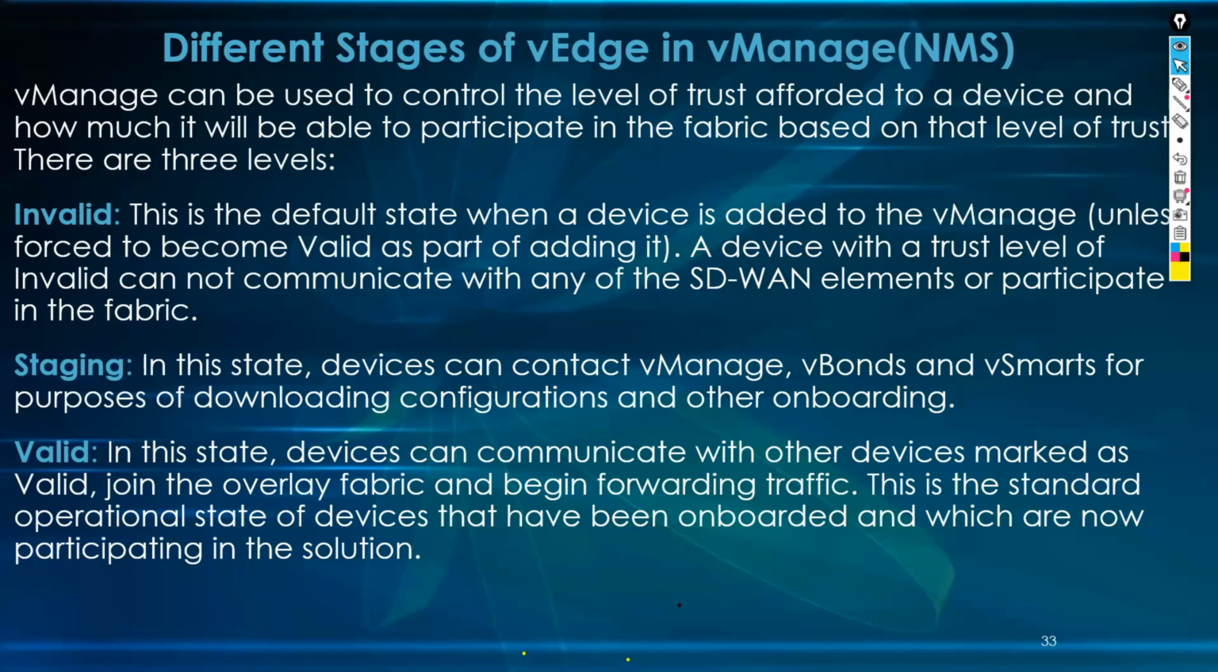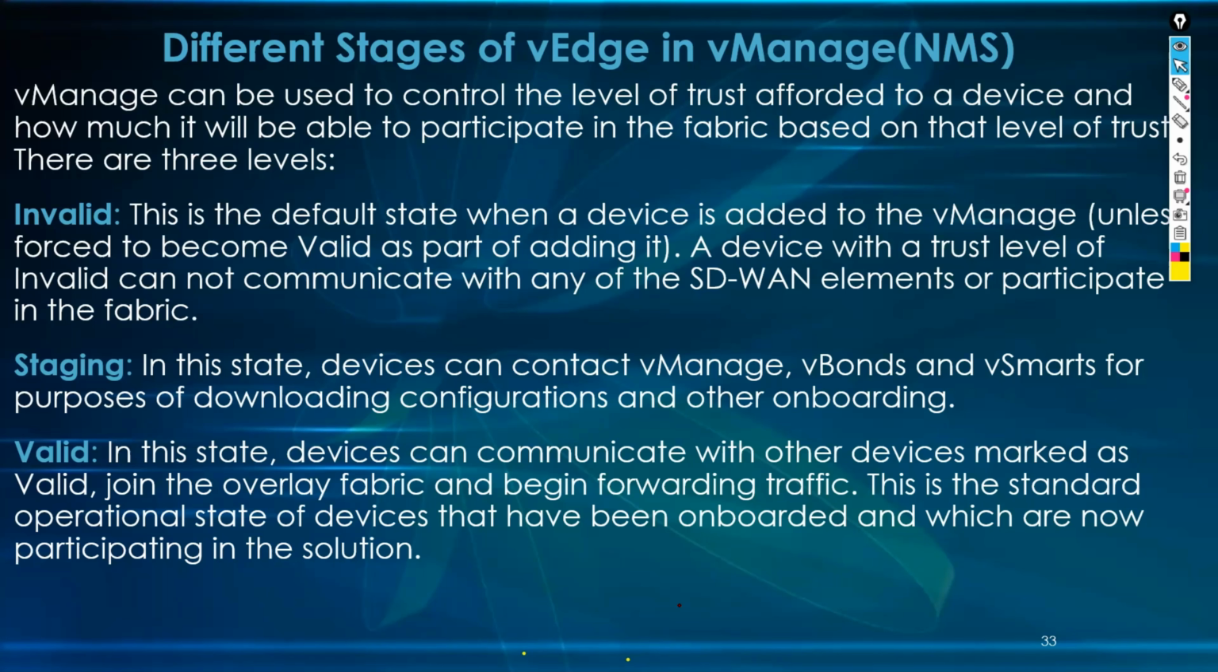In staging, the device can contact the vManage, vBond, and vSmart to establish the control connection, to download the configuration and the upgrade and other onboarding activity, but the data plane will not be ready. What does it mean by that? It will not build BFD, IPsec, and all those things to the remote edge devices.